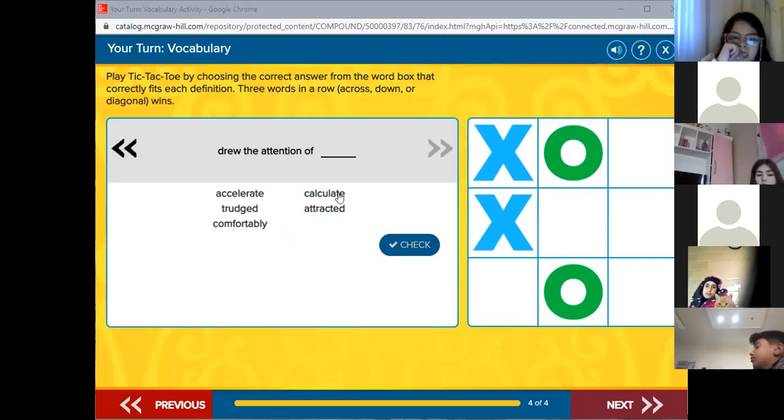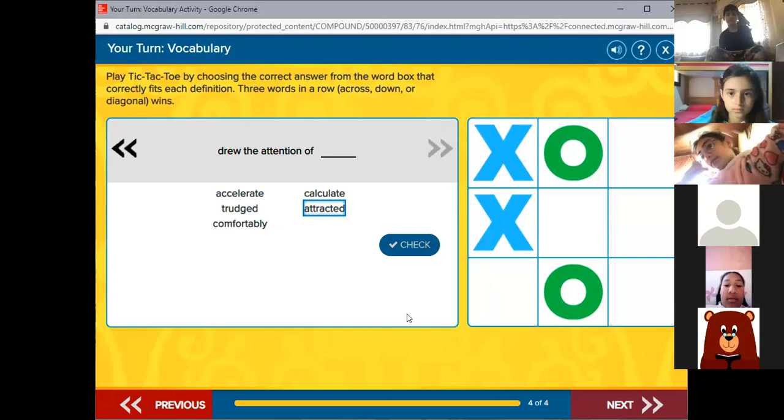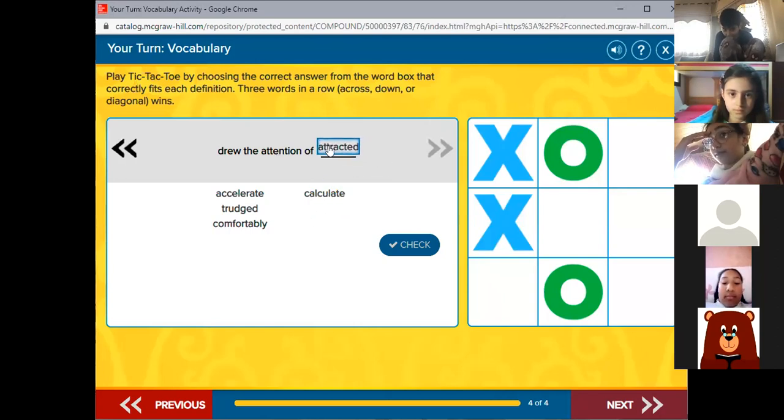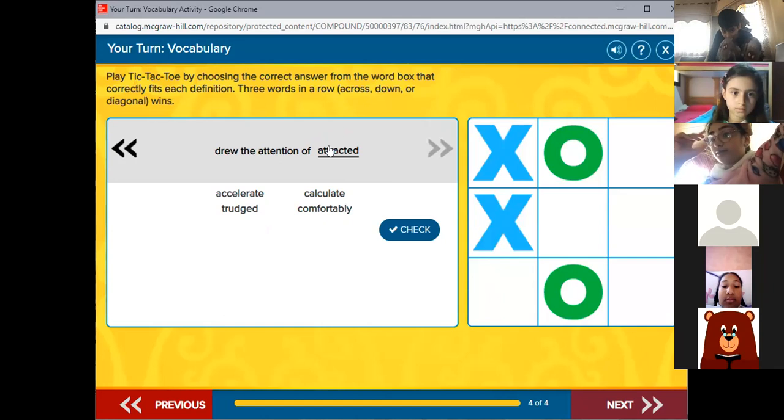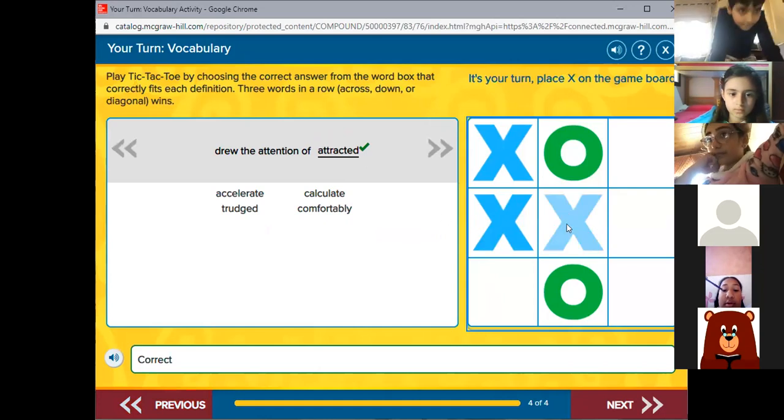Correct. I'll make it easier. It's easy. Or attracted. Which one? Is it calculate or attracted? Drew the attention on. Calculate. No, when you draw the attention, it means you are attractive. Means? Yes, I said it. You said calculate. I didn't hear you. Maybe. Okay, I'm good, sorry. Good job. Okay. Yalla, Marie, where do you want to put the X?